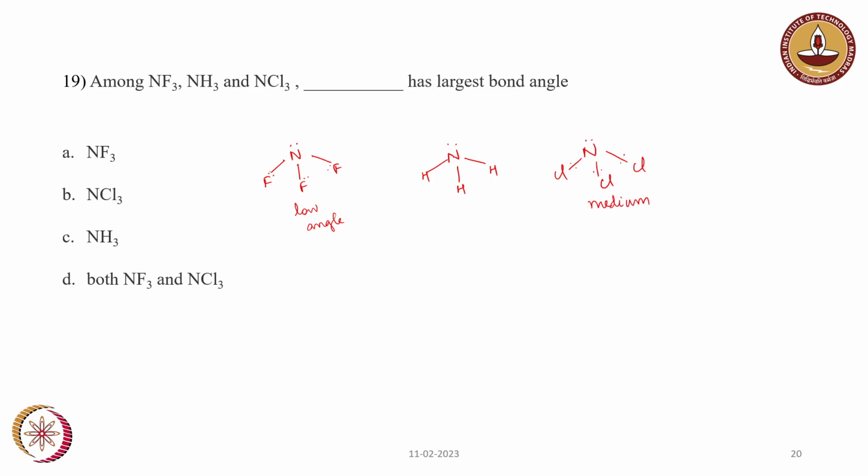Here nitrogen is more electronegative compared to hydrogen. So electrons will be closer to nitrogen. So to minimize repulsion, the bond angle will be higher in the case of NH3. So this will be the highest. So option C is the answer, where NH3 has the largest bond angle.